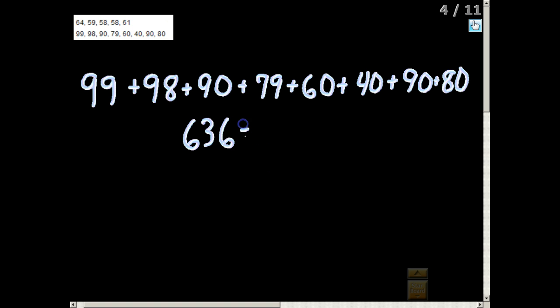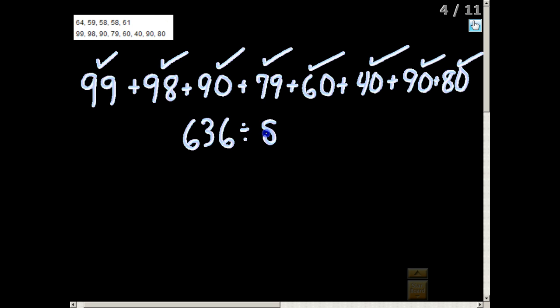Now we're going to take 636 and we're going to divide it by the amount of numbers we have. 1, 2, 3, 4, 5, 6, 7, 8. So we're going to divide that by 8 for our next step. And you can put that right into your calculator. 636 divided by 8 is going to give us 79.5, or 79 and 5/10. We don't use remainders whenever we're finding the mean. 79 and 5/10, that is the average, or the mean, of the data.